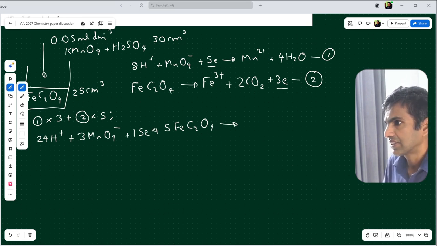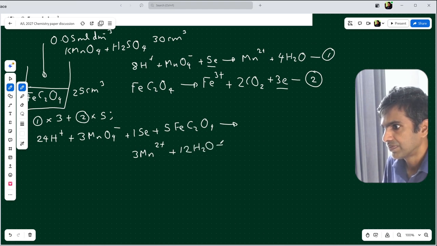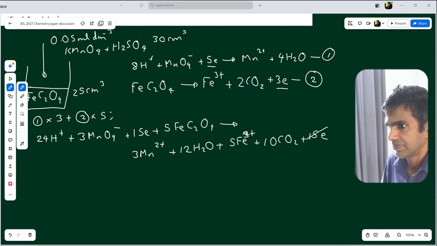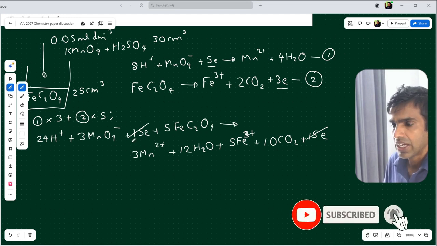Then we can write product side. 3 manganese ions, 12 water molecules, 5 ferric ions, 10 carbon dioxide molecules, 15 electrons. So 15 electrons, 15 electrons cancels out. So this is the ionic balanced chemical equation. Using this we can do the calculation.